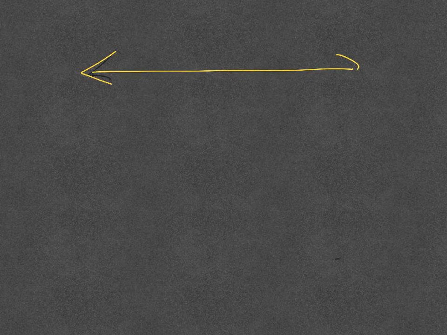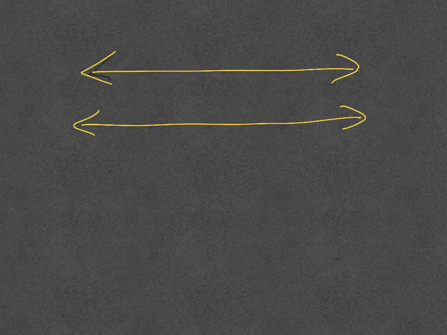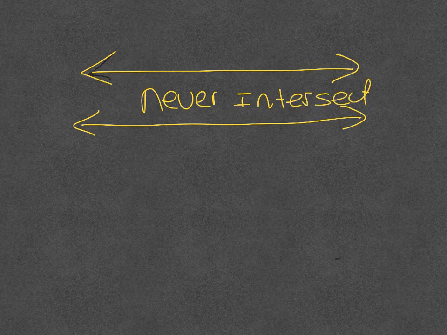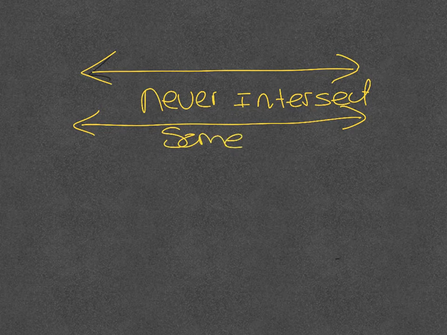Okay, parallel lines are two lines that run along beside each other, but they never intersect. They never intersect, and they're running the same way, same type and everything. They're just right next to each other. So because they never intersect and they run right beside each other, they have the same slope.